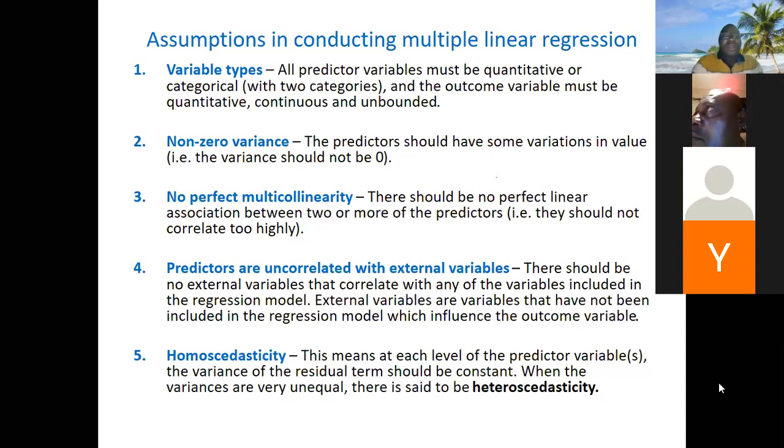Now, non-zero variance. When we talk about variance, we talk about a measure of variability. The predictor should have some variation in value.